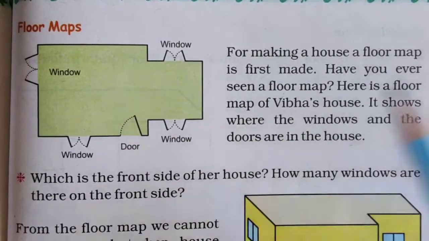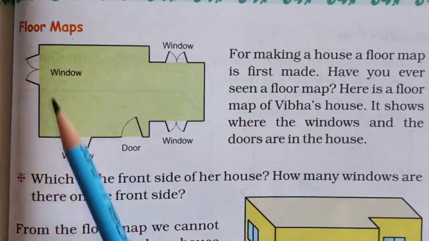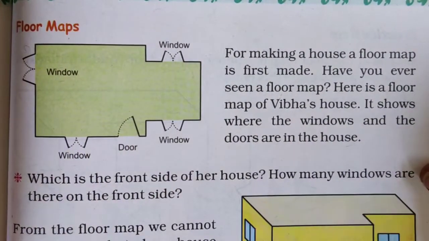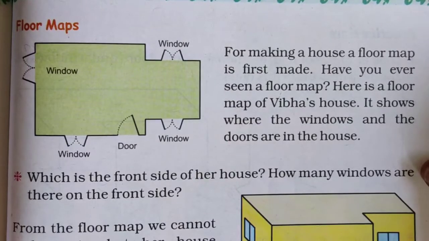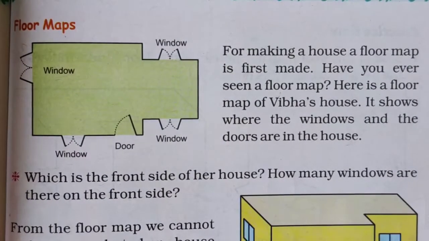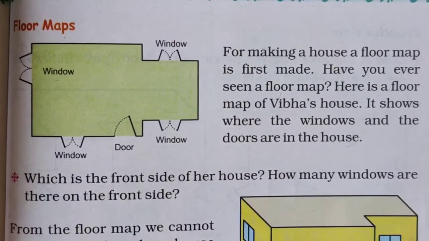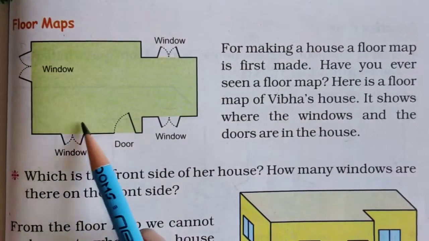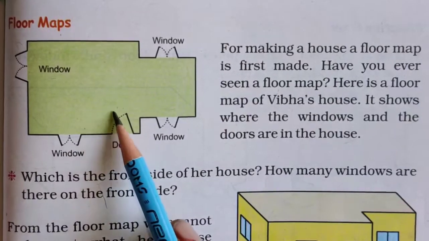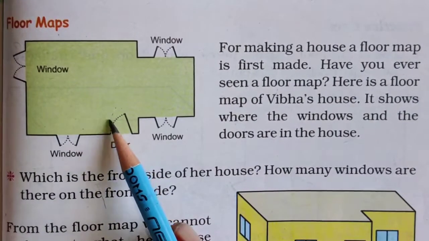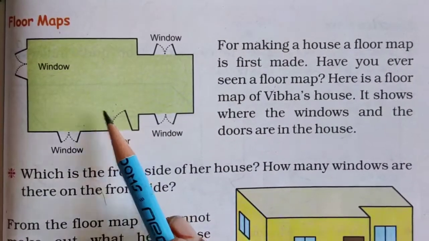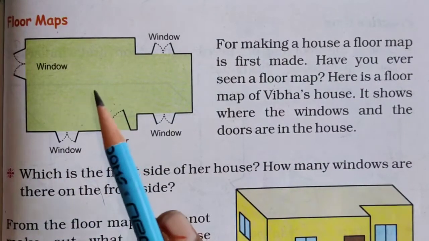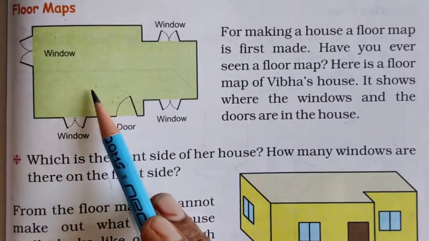Student, the new topic is now floor map. What do you mean by floor map? As I told you, the blueprints of any construction of houses or buildings give you the floor map, and that floor map is here. It is not of any kind of apartment or building. It is a single house floor map. That is the top view. From the top, if you are going to watch the house, it is looking like this.